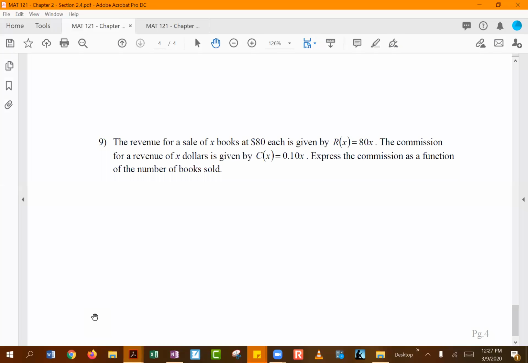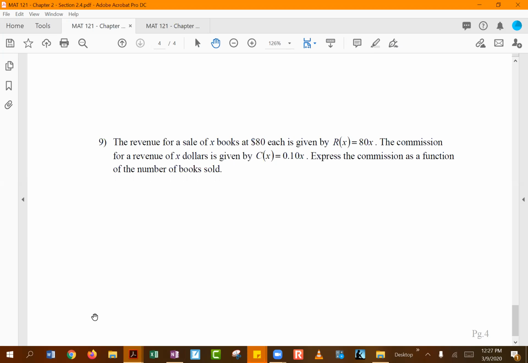They're saying the commission for that revenue is going to be X dollars. So that is commission C of X, and they are getting 0.10 for each book. Sorry, not book, because X here is now the number of dollars. So for whatever dollars you are getting from the revenue, you're getting 10% as your commission. How much are you making off of each book? If you're getting a revenue of $80 and 10% is your commission, $8 per book. Yeah, very good.